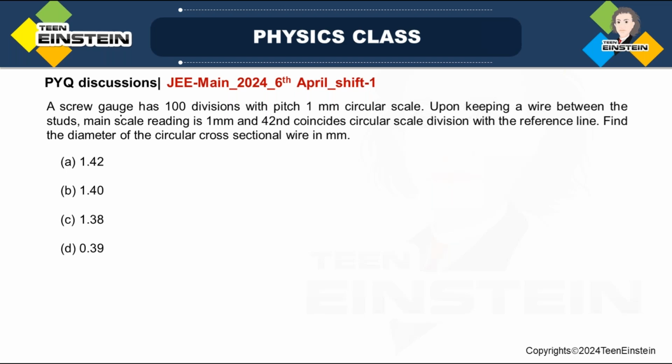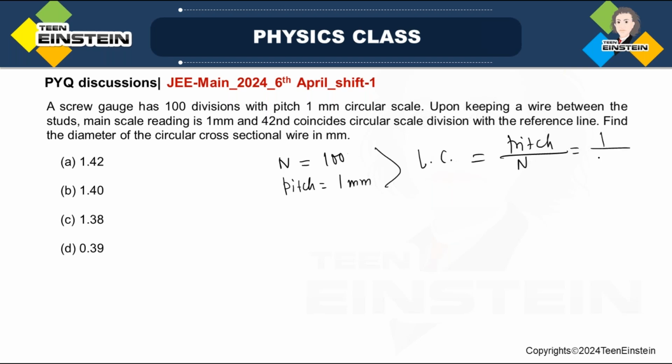A screw gauge has 100 divisions. Let me write this to be 100, with pitch 1 millimeter in the circular scale. So this is the total number of divisions in the circular scale, and the pitch is given as 1 millimeter. So can I get the least count? Answer is yes. I can write pitch by the number of divisions, that means 1 over 100. So this is in millimeter.